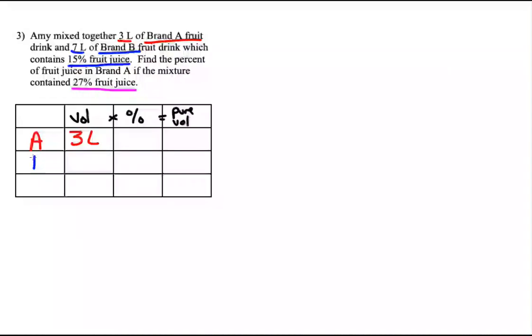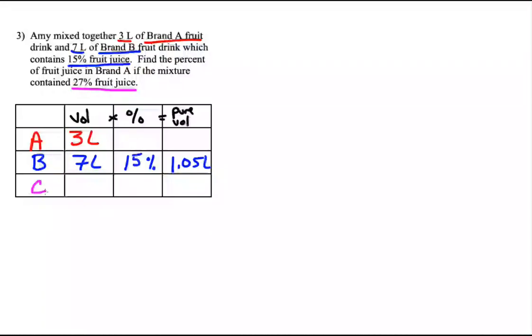Brand B is 7 liters at 15%. And since we know that if we multiply the volume times the percentage, those 7 liters of brand B together have a total of 1.05 liters of fruit juice in them.